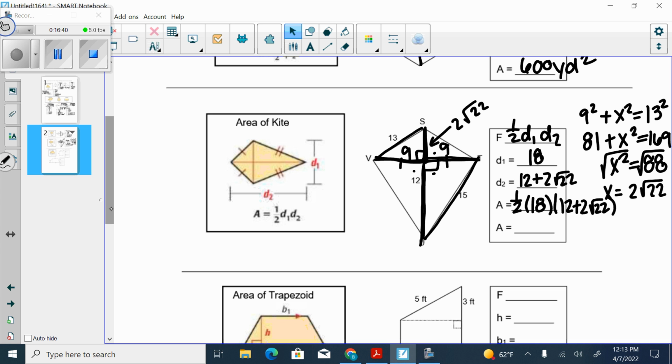All right. Then I'm going to multiply. So I got 1/2 times 18, right? 9. And then I have to multiply that times the third parenthesis. So what's 9 times 12? 108, good. And I have to also multiply 9 times 2 square root of 22. Very good. And no units here, so just units squared.